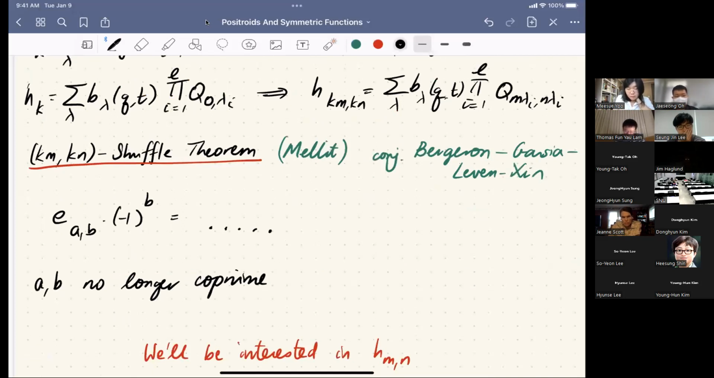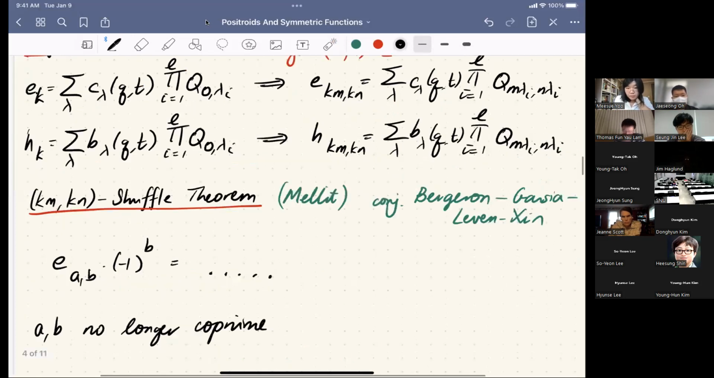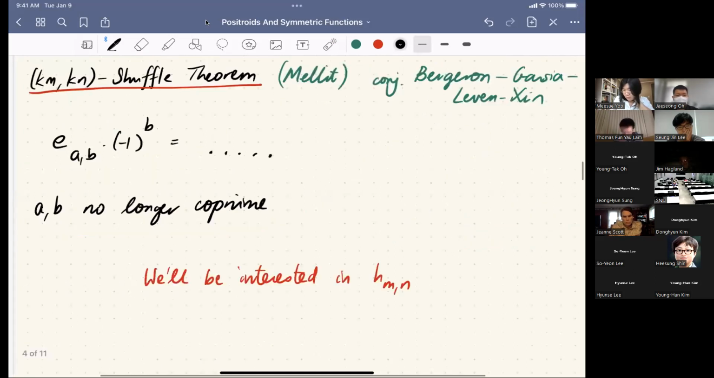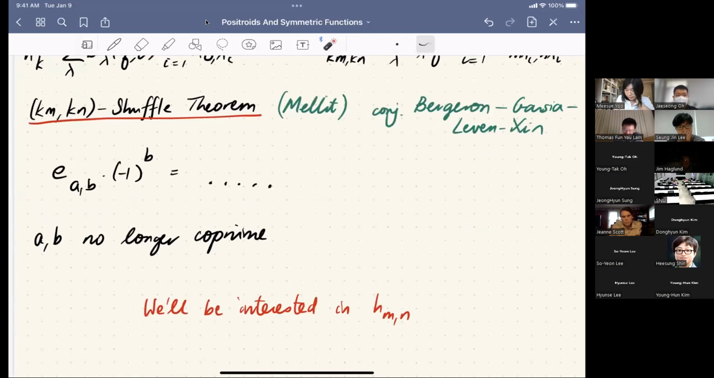It turns out that the operators that come up naturally in studying the cohomology of positroid varieties aren't the E's, but the H's. The E's are the ones that naturally extend the shuffle theorem from the GCD equals 1 rational shuffle theorem to the general shuffle theorem. The H's turn out to be the ones that come up when we did calculations with positroid varieties. So that's what I'll focus on now.